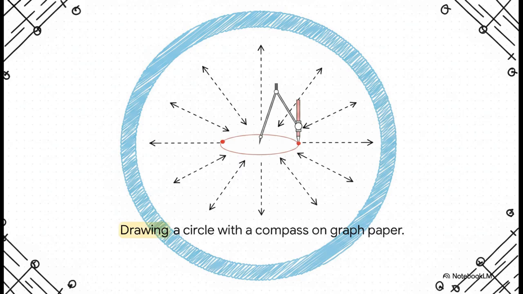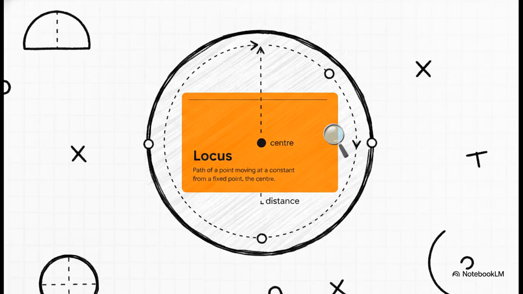No matter where that pencil is on the paper, the physical distance between the spike and the lead absolutely never changes. And this brilliantly illustrates what mathematicians define as a locus. Now, I know locus might sound like a super complex, intimidating term, but it really just grounds a physical drawing into a strict mathematical rule. It's simply the path of a point moving at a constant distance from a fixed point. That fixed point, we just call it the center. That constant distance, that's the radius. So a locus is really just the mathematical trail left behind by following that one rule perfectly.